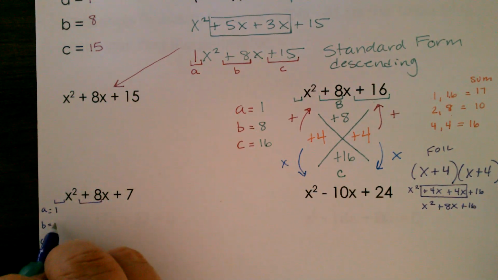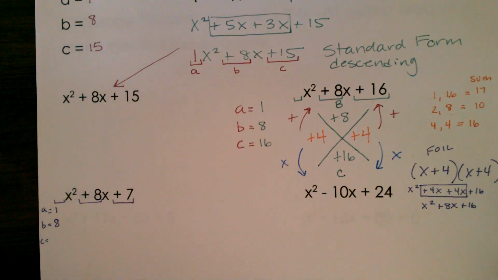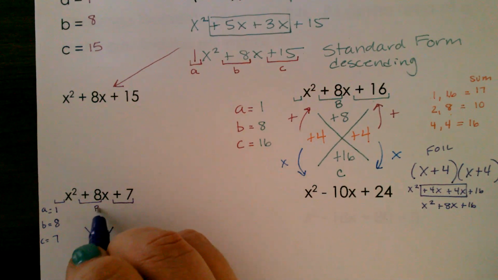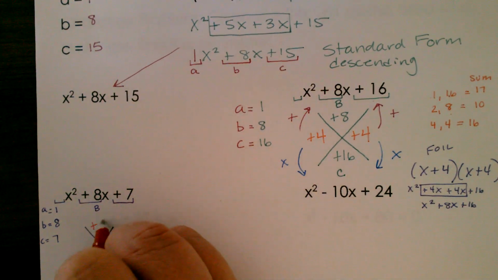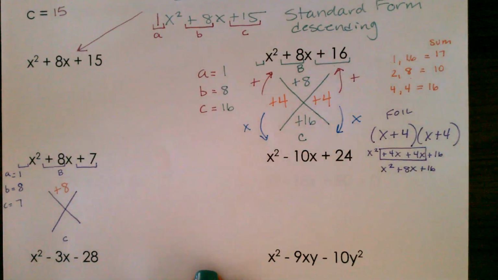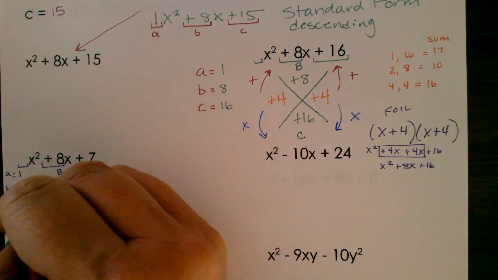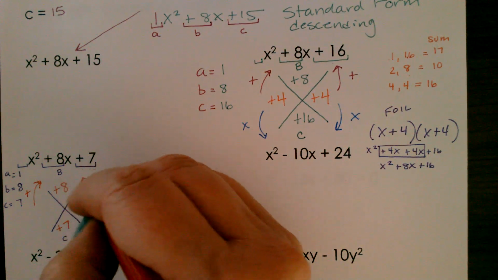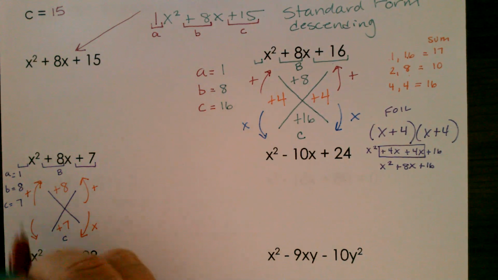B is in the center, so 8. And C is the constant with no variable at the end, 7. We put B here and C here. I am looking for two numbers that add to 8, but at the same time, sorry about moving it around so much, multiply to plus 7. So we need them to add to 8, but multiply to 7.